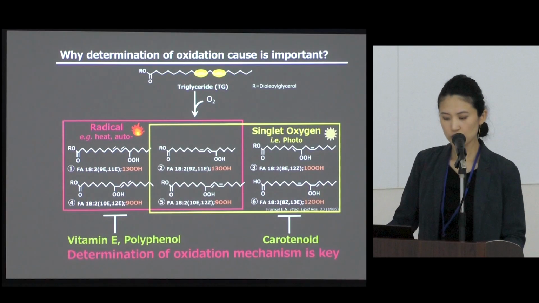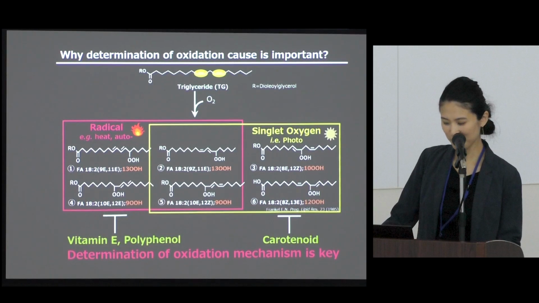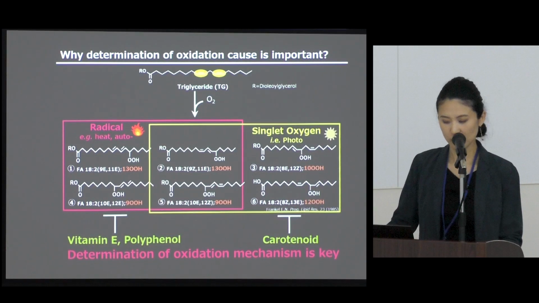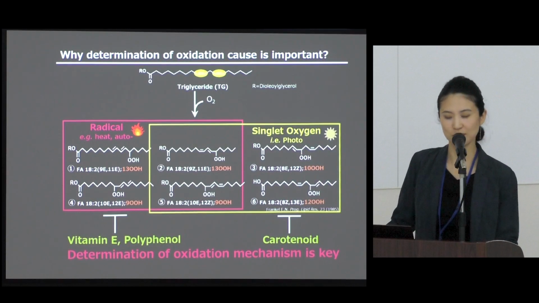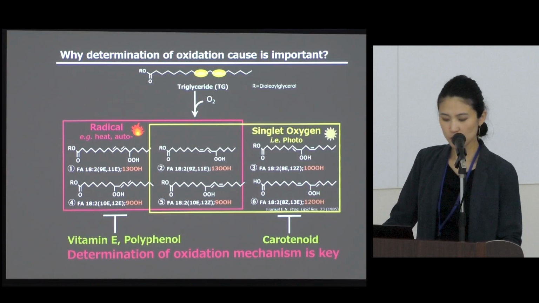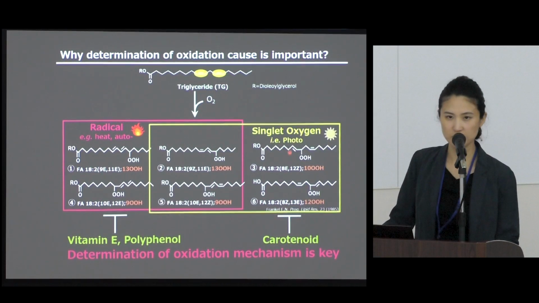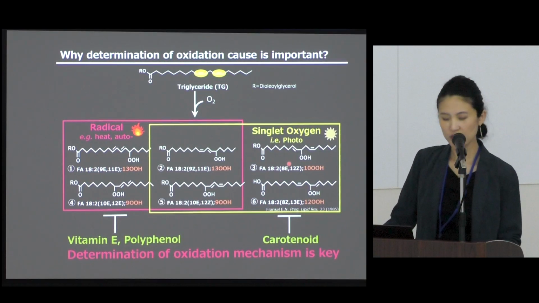Therefore, to choose the suitable antioxidative measure and keep the vegetable oil quality, the determination of the oxidation mechanism is very, very important. So that's why we thought that by analyzing those TGOH isomers specifically, we can determine what oxidation occurred in the vegetable oil.